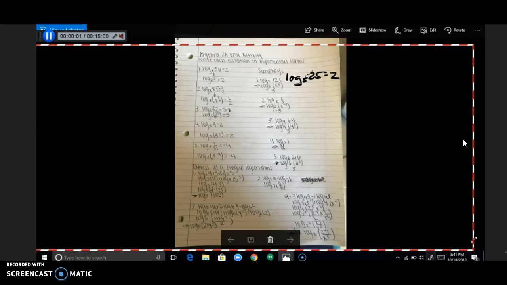What you're going to do to put it in exponential form without a log is you're going to start with this number. That's going to be the base of your exponent. You're going to shoot over here, make it squared, equals 25, okay? So we go 1, 2, 3 in that order, okay?